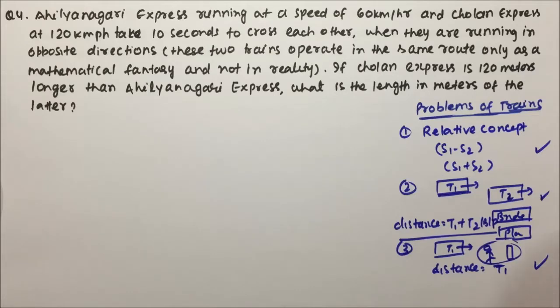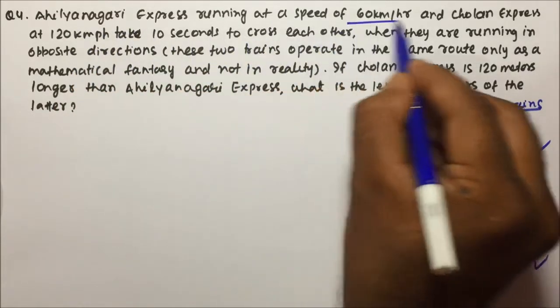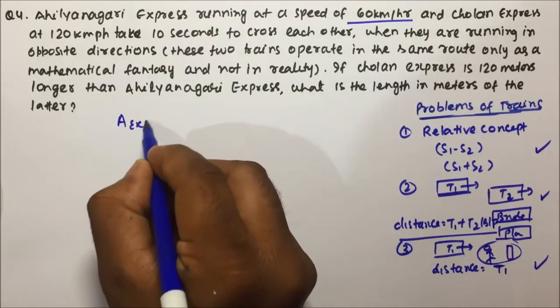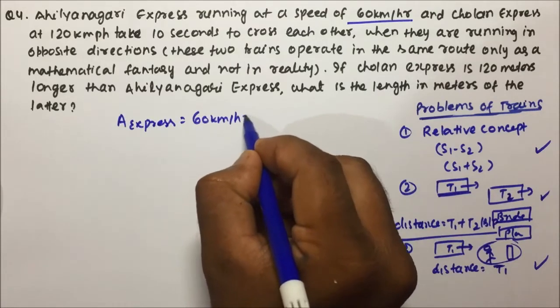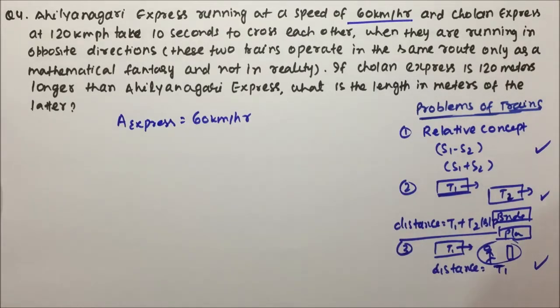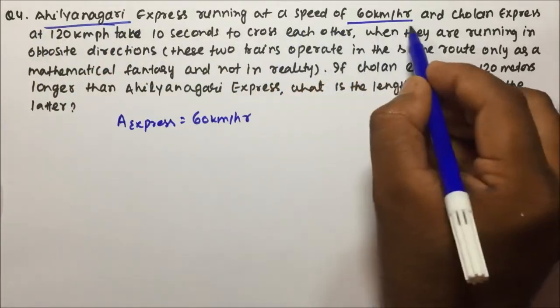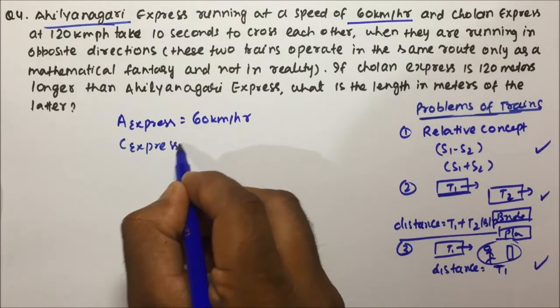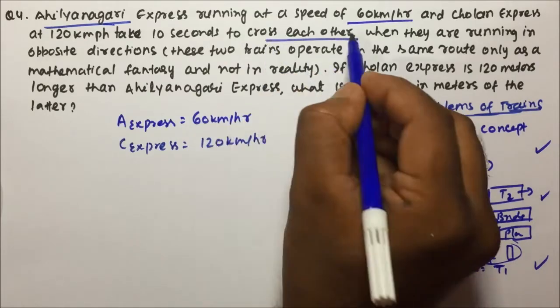Now, Ahilyanagari Express running at a speed of 60 km per hour. So I will tell, Ahilyanagari Express is running at 60 km per hour. Why? Simply, we should give a stress on ourselves by reading the names. So Ahilyanagari Express running at a speed of 60 km per hour, and Cholan Express, you see, running at 120 km per hour, takes 10 seconds to cross each other.